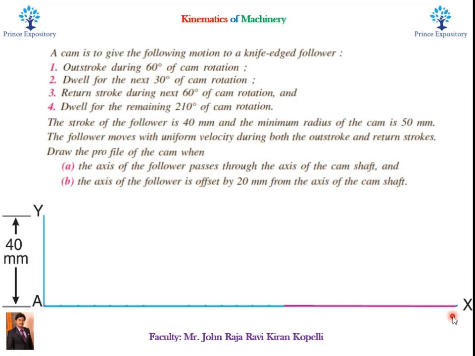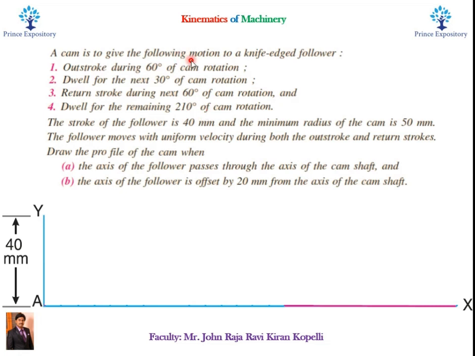Now, once again, we will recollect what we have learned in the previous video. You see, the 360 degrees of cam rotation is divided into 4 stages. One is outstroke, dwell, return stroke, and dwell. And some cam rotation angles were given for each and every stroke. Now these angles, we have to convert them into centimeters. How will we convert? In the sense, we will go for taking a standard scale.